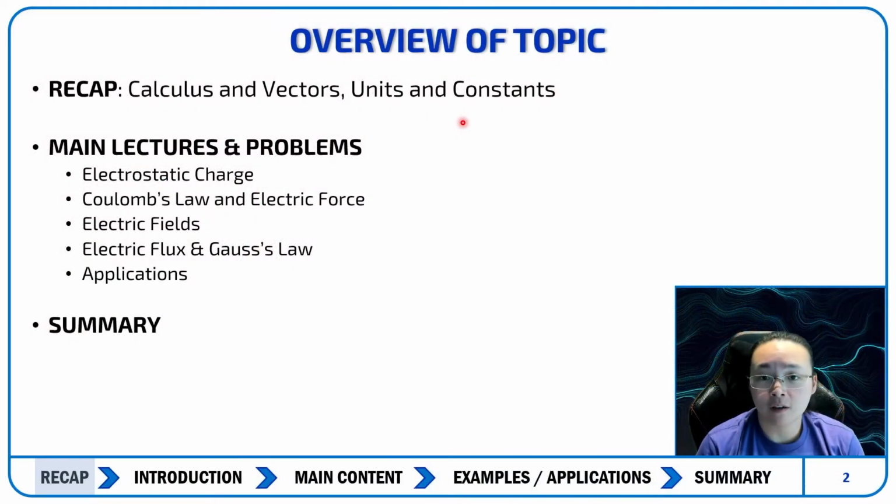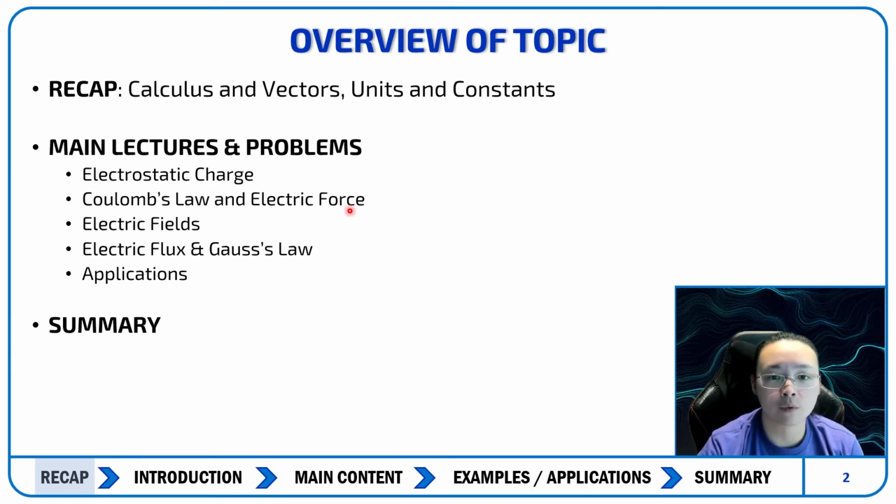So what are we going to talk about in this chapter? The first thing before we even start the chapter is to go through a recap of calculus and vectors and some units and constants that you should have learned in your Math 127 and 128 courses, as well as your first and second physics courses. Now, after we go through a review of calculus and vectors, we want to tackle the main concepts and problems within electric forces and fields.